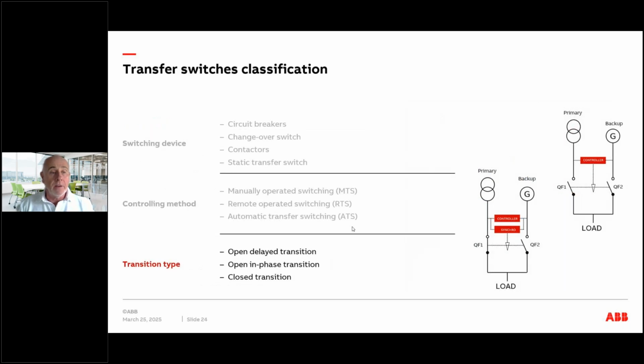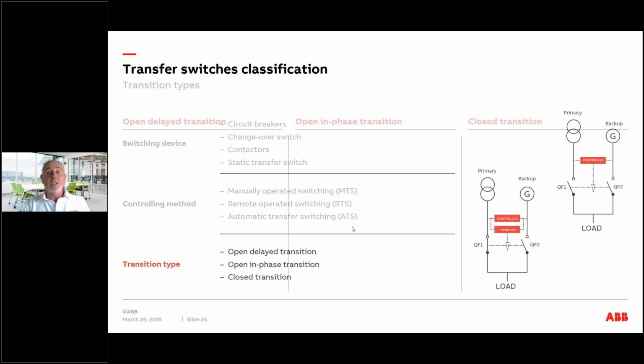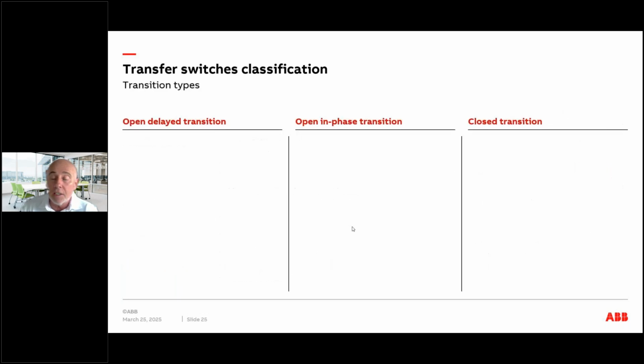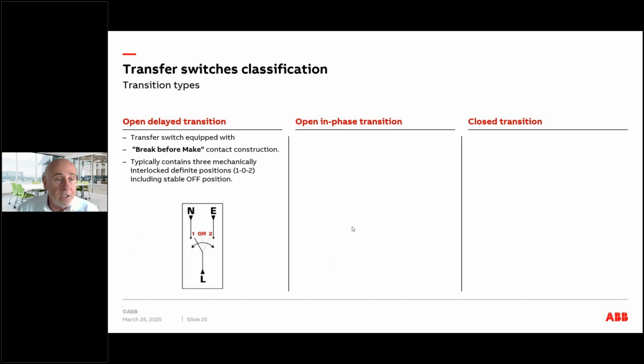So we've looked at the switching device, we looked at the controlling methods available, we talked about some transition types. The three basic ones that we see are open delay transition, open in phase transition, and closed transition. To explain what these actually mean, the open delay transition is commonly known as a break before make. So this has three positions.